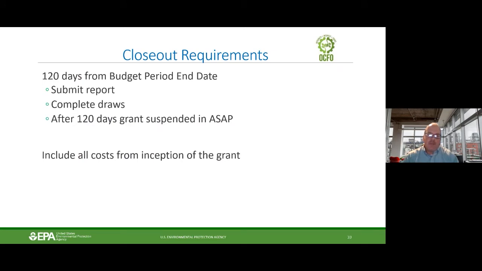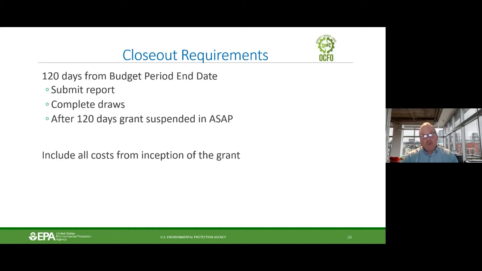So the closeout requirements. I know that we have a lot of new recipients on the line, but we have existing recipients on the line too. Let me say, if you have a grant that was awarded before November of 2020, that grant may have a different closeout requirement. Currently the closeout requirement is 120 days from the end of your budget period end date. That rule was changed in November 2020. Prior to November 2020, the requirement was 90 days.